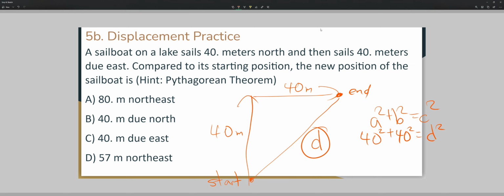So D squared is right there. This would be B, this would be A, and this part of the triangle would be C. And then you just solve for D here. If you run it through a calculator, you get 3200 for D squared. Square root both sides, and you get 57 meters northeast. And that is D.